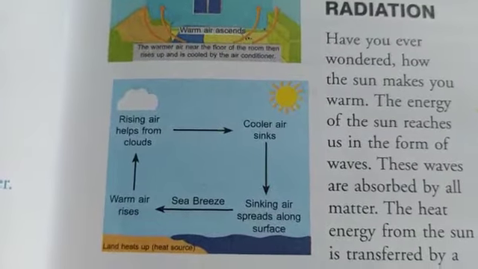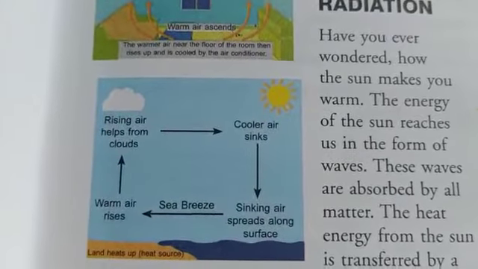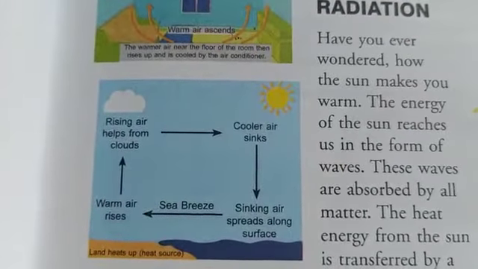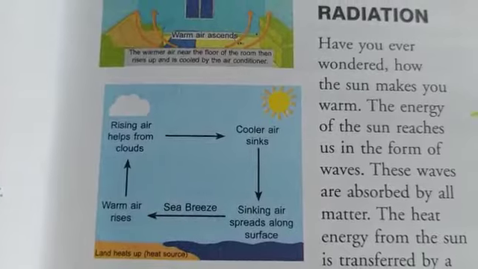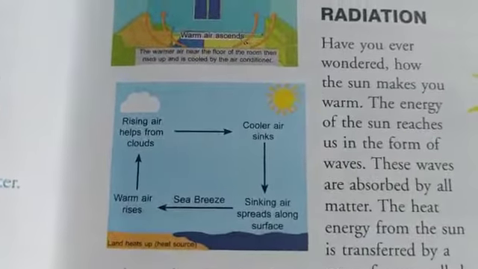At night the land gets cooler faster than the water. So the air above the sea water is warmer. At night the air above the sea water is warmer and rises up, and the cool air from the land comes towards the sea. So this is called land breeze. This you had also studied in the previous classes.